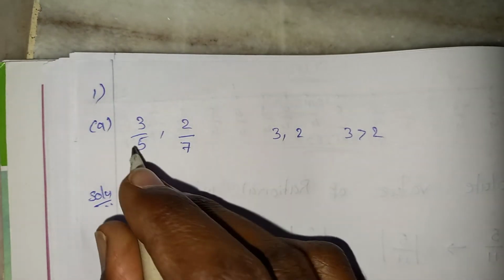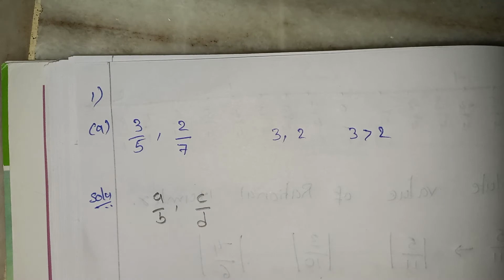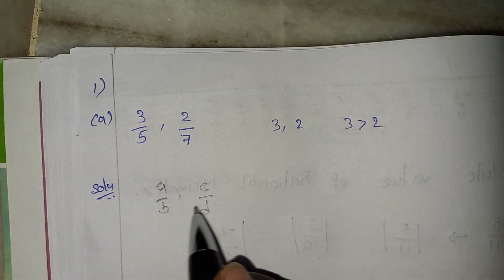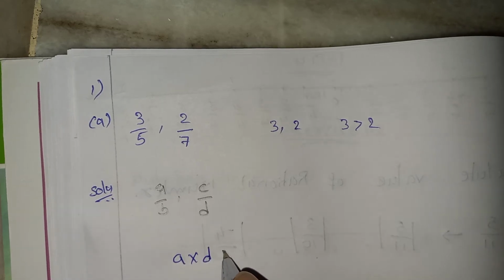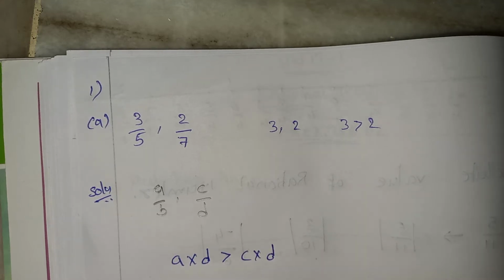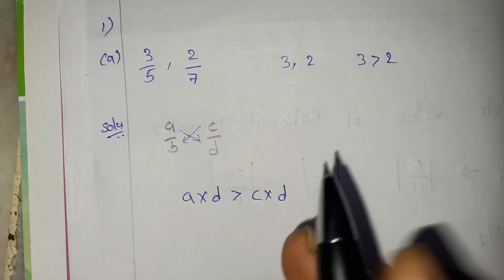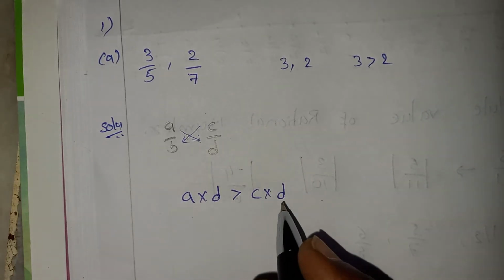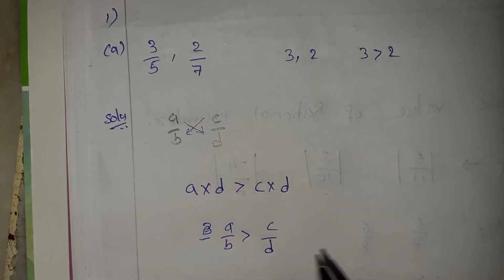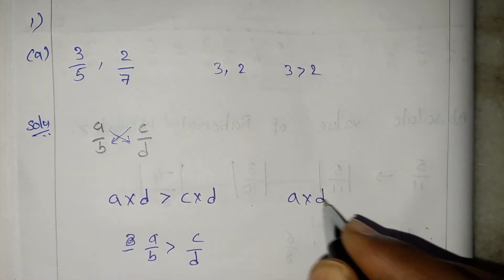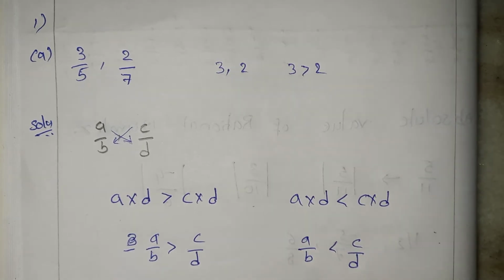Okay, let us assume these two numbers as A by B comma C by D. So these two numbers are in the form of A by B comma C by D. Now A into D is greater than C into B. After multiplying these numbers like this, if A into D is greater than C into B, then the result will be A by B is greater than C by D. For example, if A into D is less than C into B, then A by B is less than C by D. Okay.